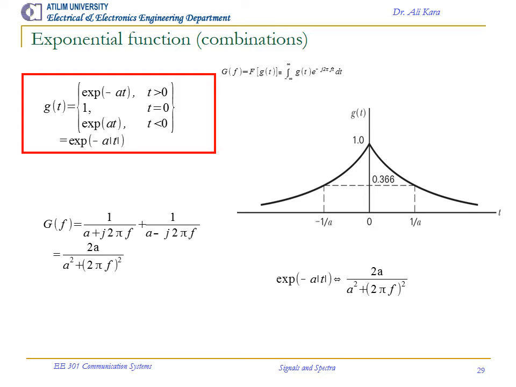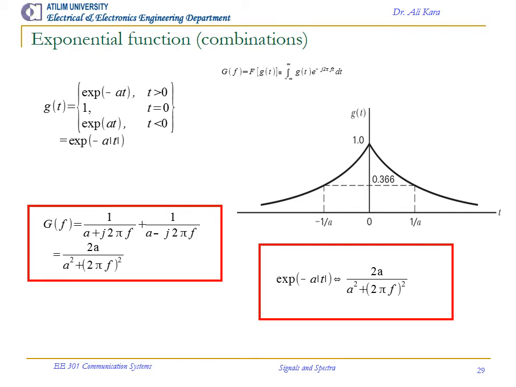As a one-line expression, the function g of t can be written as exponential of minus a times absolute value of t. The Fourier transform of this combined exponential function g of t is given as 2a over a square plus square of 2 pi f. Note that, because of the symmetry in the time domain, the spectrum is real and symmetric. This is a general property of such Fourier transform pairs.